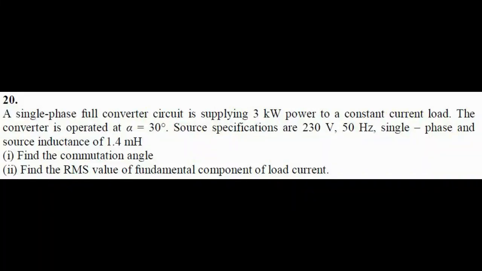A single phase full converter circuit is supplying 3 kilowatt power to a constant current load. The converter is operated at alpha equal to 30 degree. Source specifications are 230 volt, 50 hertz, single phase, and the source inductance is 1.4 millihenry. We need to calculate the commutation angle and the RMS value of the fundamental component of load current.